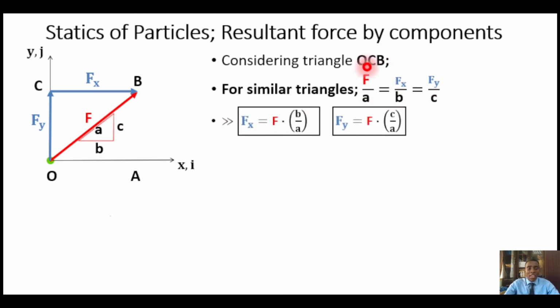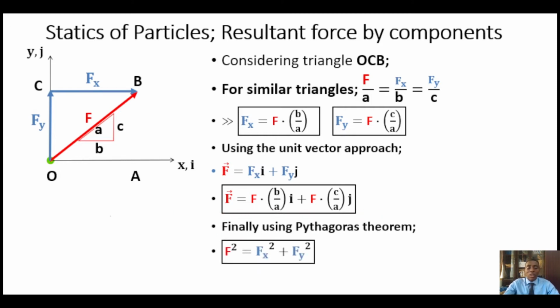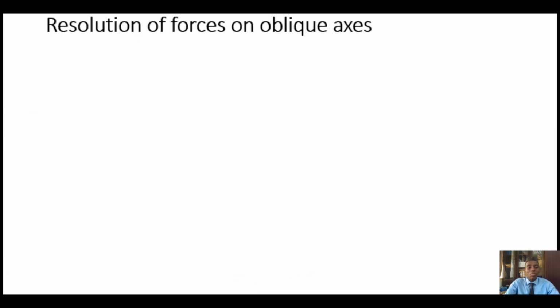Then I can say that Fx is what? If I make Fx the subject, Fx is going to be F times B divided by A. Similarly, Fy is going to be F times C divided by A. Now, using the unit vector approach, I have a force Fx along the i and a force Fy along the j. The i and j represent the unit vectors along the x and y components respectively. So this is how I can do this in unit vector form. Finally, using Pythagoras theorem, F squared equals Fx squared plus Fy squared.